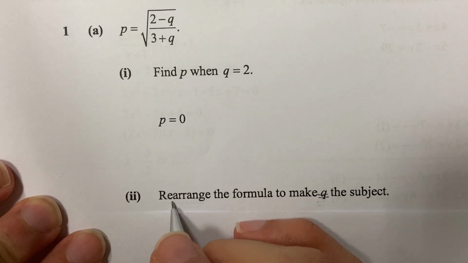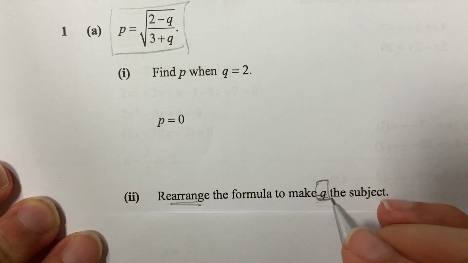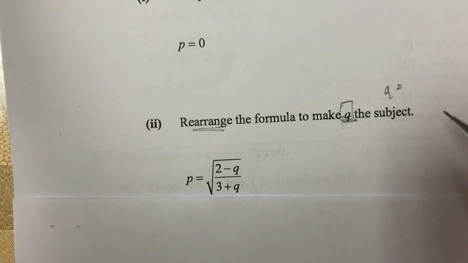Okay, so we are here to rearrange a formula. The formula is here to make Q the subject. So that means Q equals something. So what we do first is step 1, copy the question.